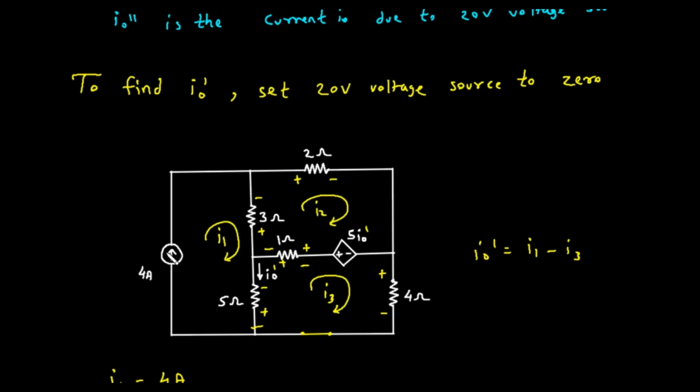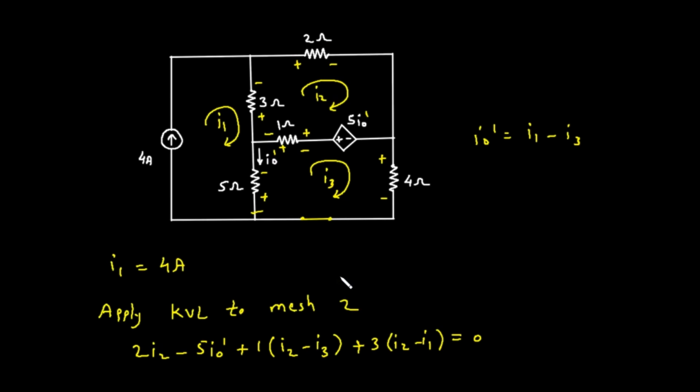We will use mesh analysis to solve it. Let's define three mesh currents, I sub 1, I sub 2, and I sub 3, all flowing in a clockwise direction. Mesh 1 is the leftmost loop. Mesh 2 is the top right loop. Mesh 3 is the bottom right loop. From the diagram, we can see that the mesh current I sub 1 is determined entirely by the current source. So, I sub 1 is equal to 4 amperes.